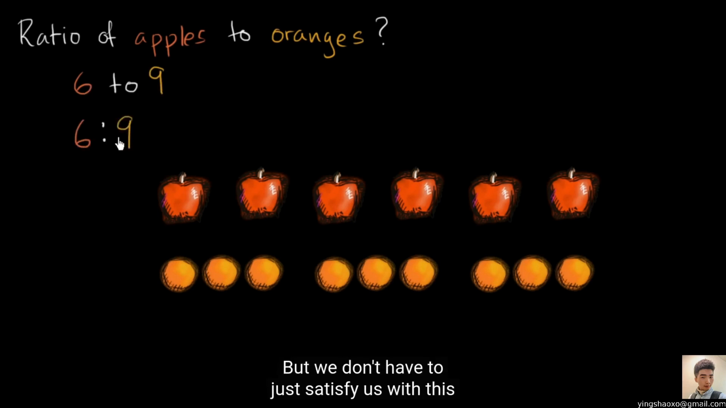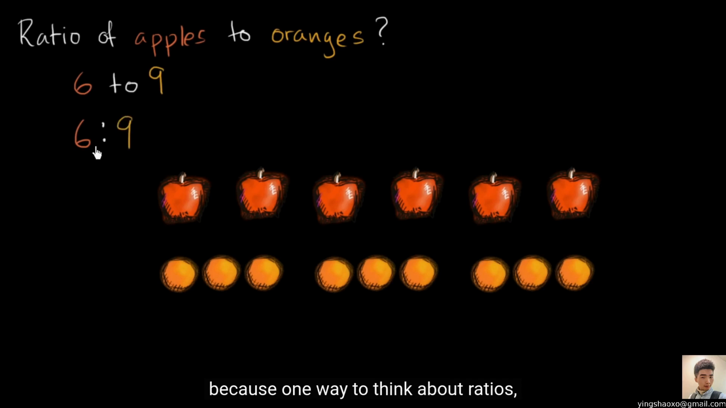But we don't have to just satisfy ourselves with this, because one way to think about ratios, especially if we're thinking about apples to oranges, is how many apples do we have for a certain number of oranges? And when you think about it that way, we can actually reduce these numbers, as you might have already thought about. Both 6 and 9 are divisible by 3. So just like we can reduce fractions, we can also reduce ratios. So if you divide 6 and 9 both by 3, 6 divided by 3 is 2, and 9 divided by 3 is 3. So we could also say that the ratio of apples to oranges is 2 to 3.